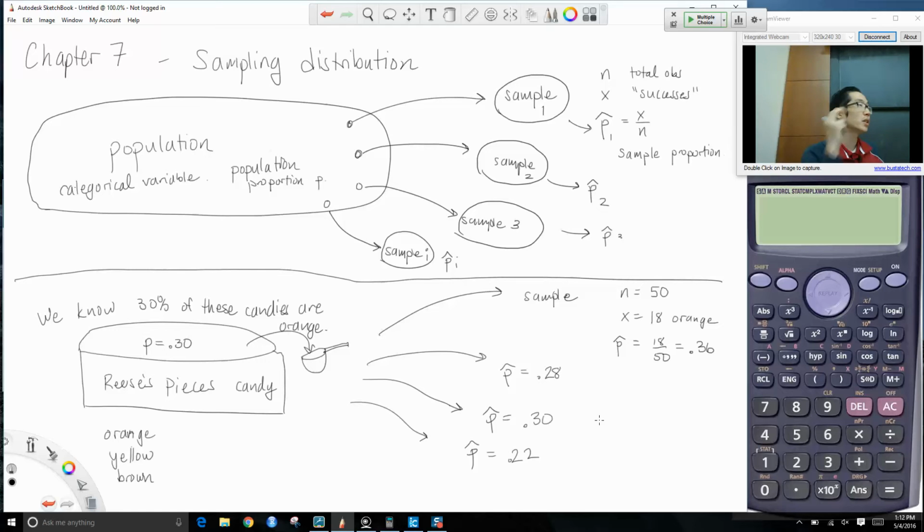And so, if I do this over and over and over again, I'm going to keep track of all of the p hats I observe. Okay, so we will keep track of all the p hats. Okay. And we will build a distribution of all the p hats. So the distribution of p hats, this is our sampling distribution, okay?